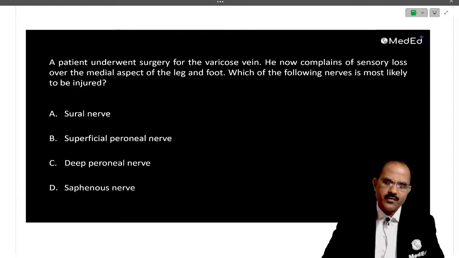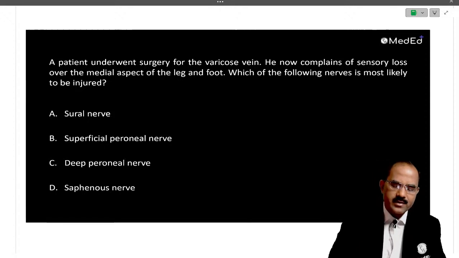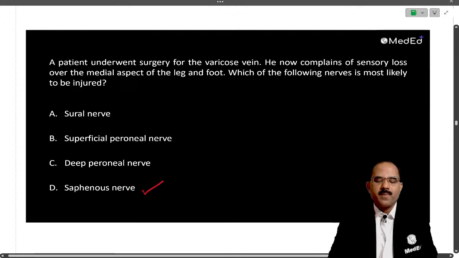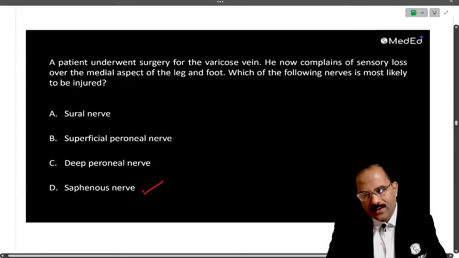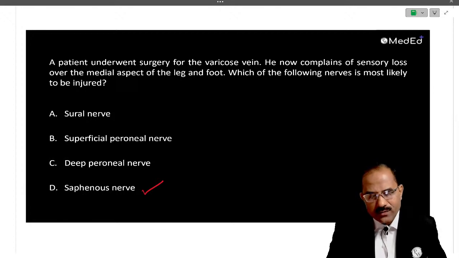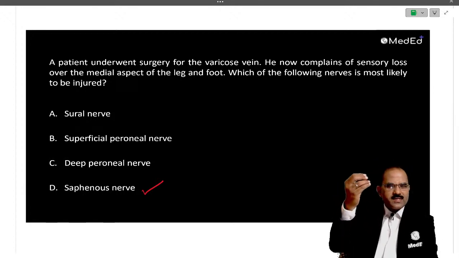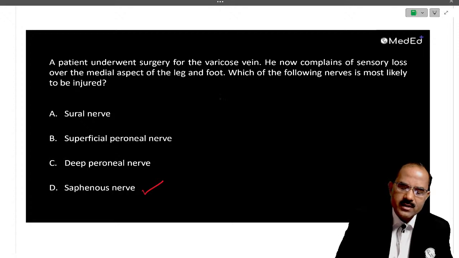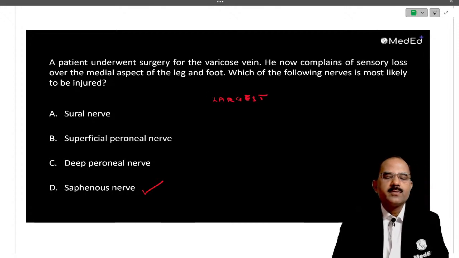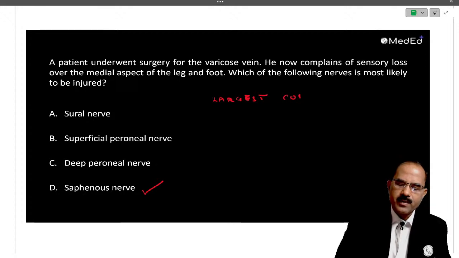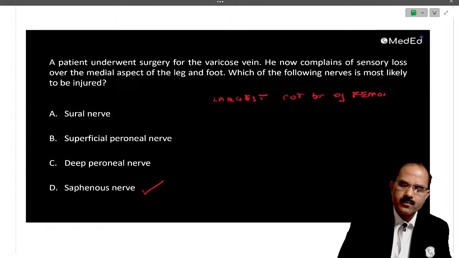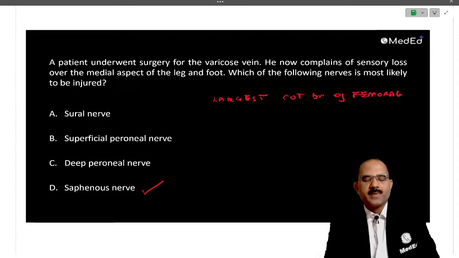Any guesses? Saphenous nerve. Very good. Excellent. So this is the saphenous nerve. Saphenous nerve is a branch of what? Let me just tell you something about the saphenous nerve. The saphenous nerve is the largest cutaneous branch of the femoral nerve. Just remember this: largest cutaneous branch of femoral nerve.